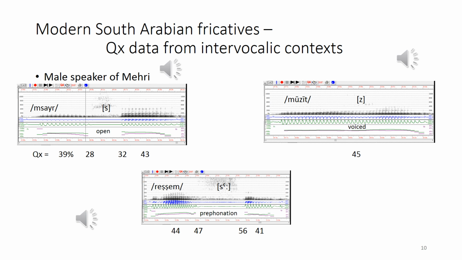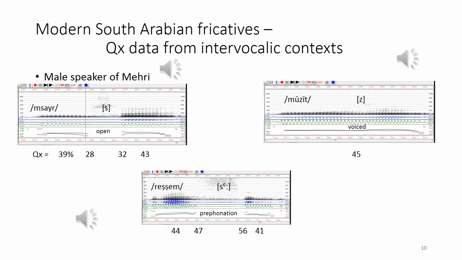Looking then at the voiceless one, the changes in QX value are given underneath the panel. The first vowel has a QX of 39%, which drops to 28 as the glottis starts to open for the voiceless S. When voicing starts up again for the second vowel, it's at 32%, rising to 43 for the body of the vowel. In the word with the voiced fricative, a QX of over 40% is maintained from the first vowel through the voiced fricative into the second vowel.